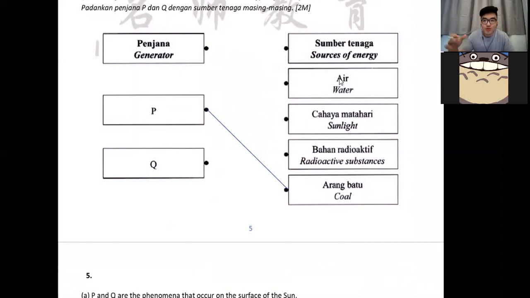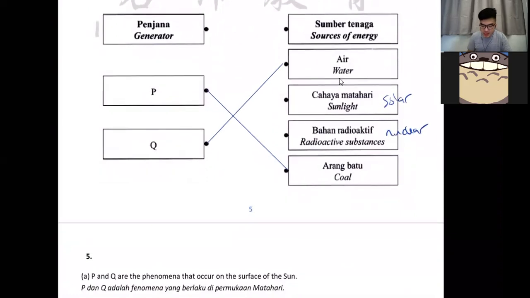So if you go to the northern side of China, like Liaoning or Beijing or even Nanking, or even Heilongjiang, if you go to those places during winter, air quality is seriously bad because they just burn more coal. They have no choice. All right, so Q is a hydro. Hydro will use water. Okay, sunlight is solar, radioactive is nuclear. So the best is nuclear.